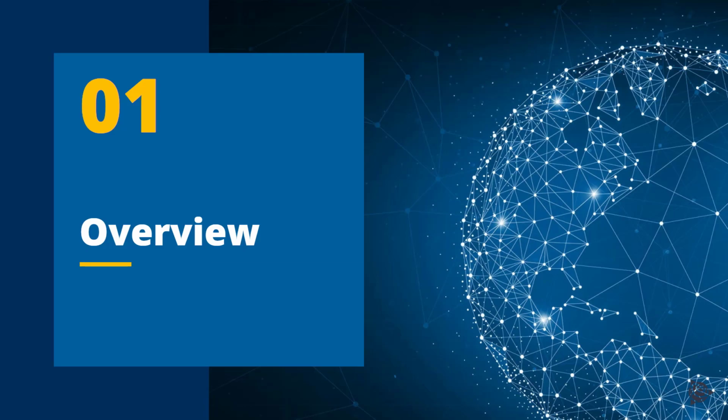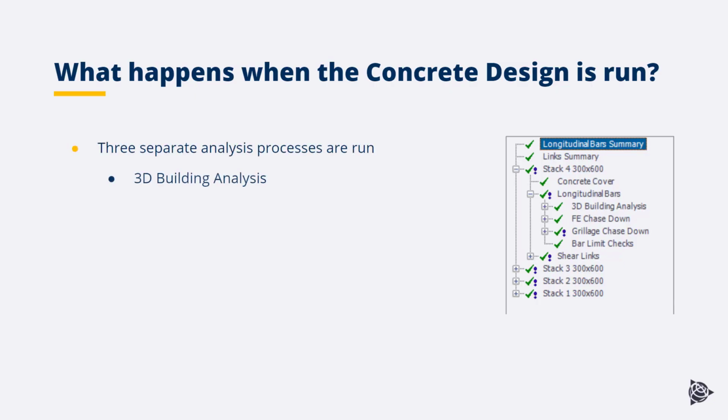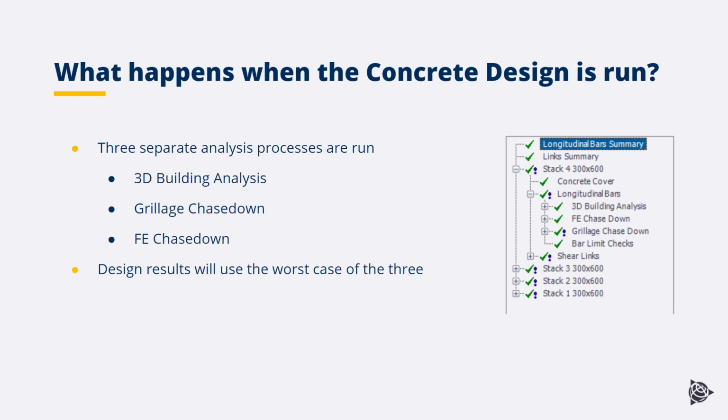The first thing we will need to consider is what is occurring when the design concrete process is run. When this command, or the analyze all and design all commands, are performed, the software will automatically run three different analyses. These will be the 3D building analysis, the Grillage Chasedown, and the FE Chasedown.